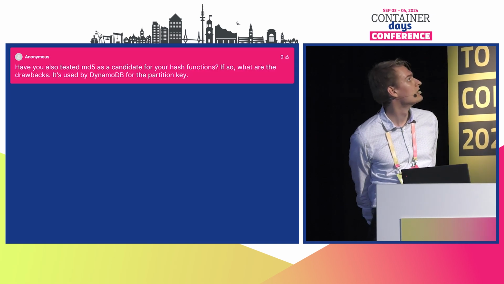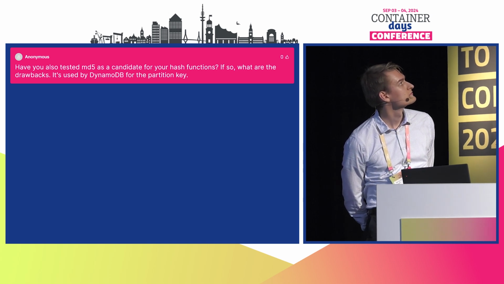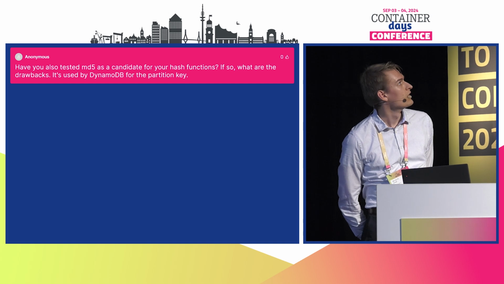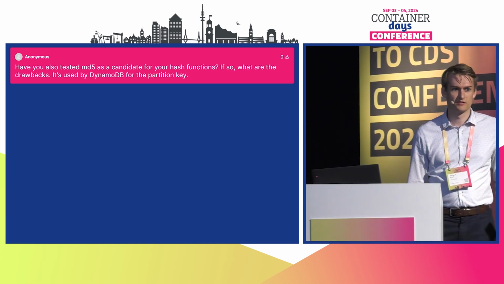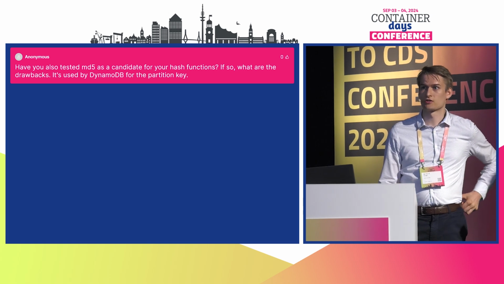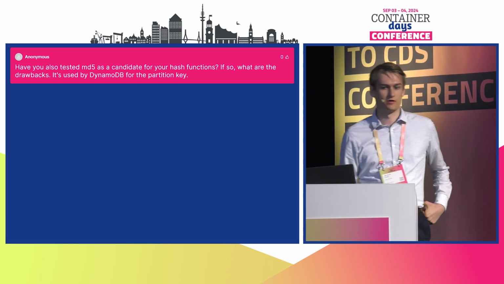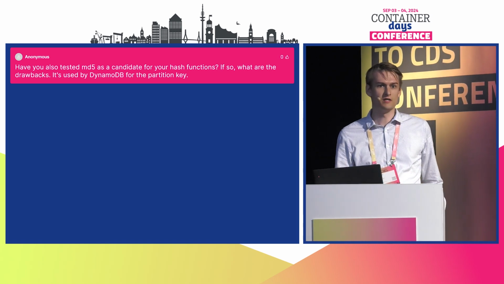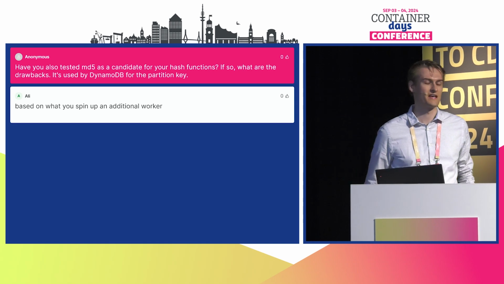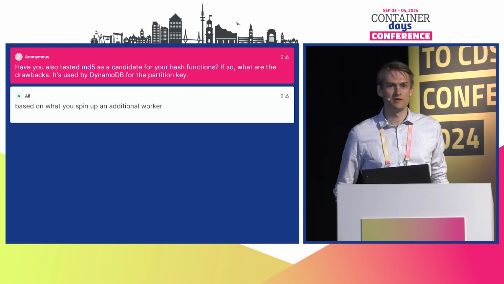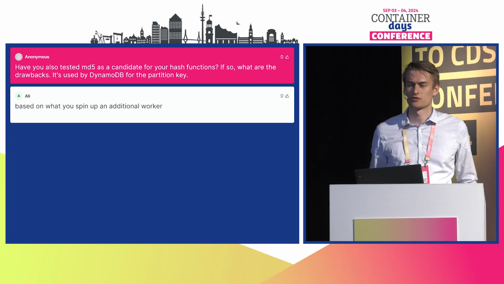And the last question is, have you also tested MD5 as a candidate for your hash functions? If so, what are the drawbacks? Yes, MD5 would be also a valid approach, but the distribution, actually, I read a paper on this, and the distribution is more equal on FNV because MD5 cares about cryptographical safeness, and FNV does not. Basically, it cares about distribution only and all of the other factors I mentioned.